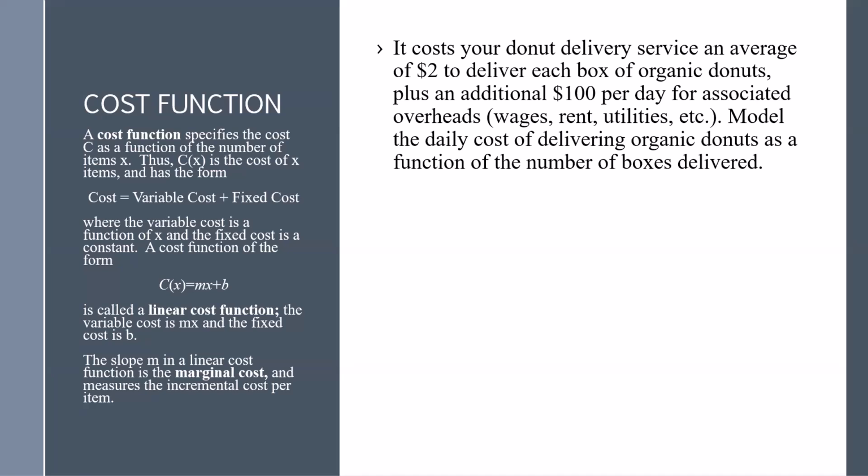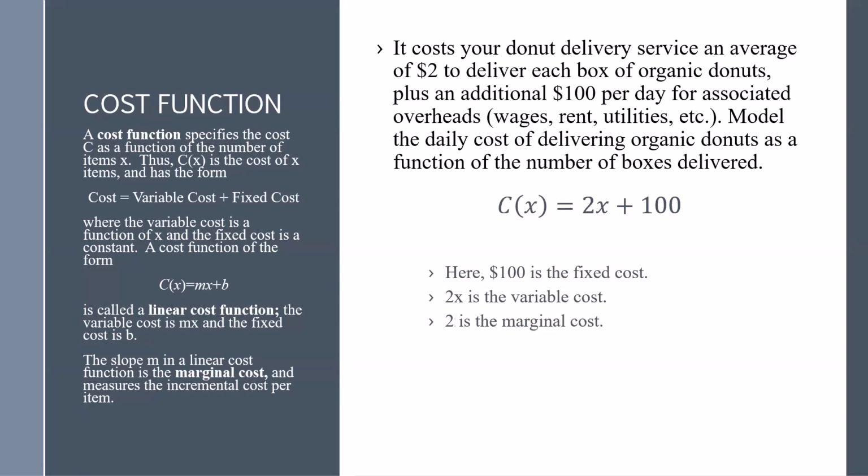So going back to our donut delivery service, we know that C of x is equal to 2x plus 100. Here, $100 is our fixed cost, 2x is our variable cost, and 2 is our marginal cost.